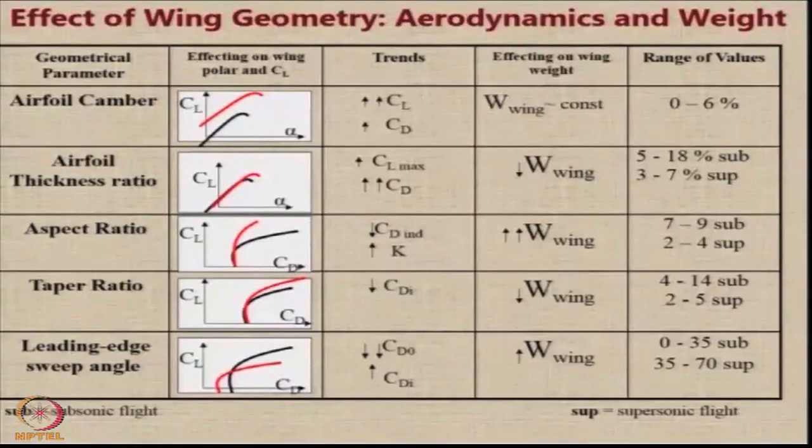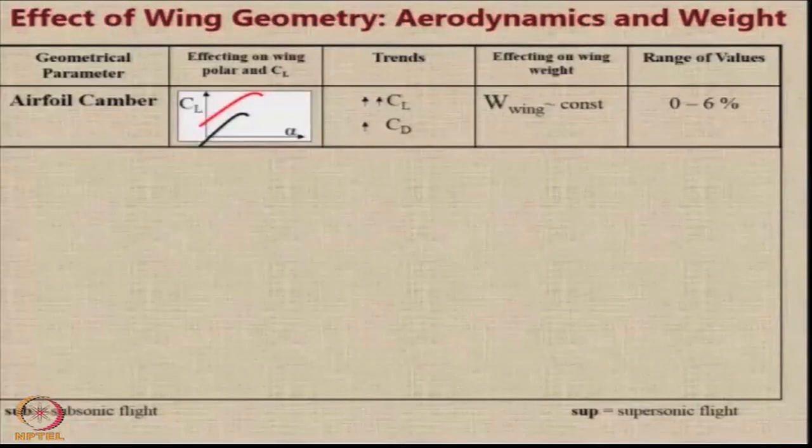Now, the wing geometrical parameters like the camber of the aerofoil, the thickness ratio of the aerofoil, aspect ratio, taper ratio, and the leading edge sweep angle, they all affect the aerodynamic characteristics and the weight quite substantially, and it is summarized in this particular chart. But let us have a look at each of these elements one by one to have a better understanding.